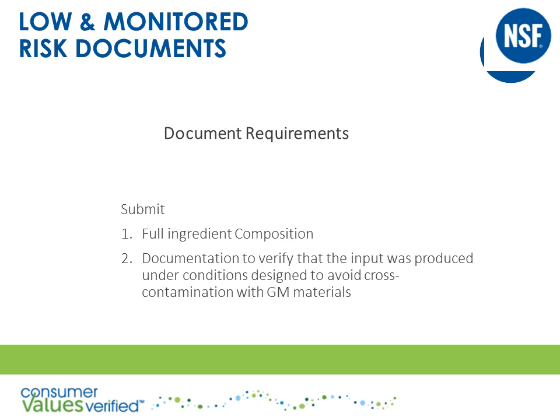Second, we need documentation to verify that the input was produced under conditions designed to avoid cross-contamination with GM materials, such as a third-party food safety audit certificate, or if the supplier does not handle any high-risk inputs at the facility, a statement confirming this may suffice. If an input composition document discloses high-risk sub-ingredients, the input is classified as high risk and compliance must be demonstrated for the high risk components by percentage in the finished product.